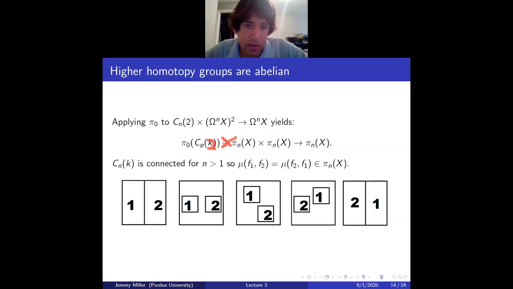So we have these 2 different elements in Cn2, and the claim is that when n is bigger than or equal to 2, they're the same element in pi 0. Or a stronger statement: all these C and Ks are connected once n is bigger than or equal to 2. We only need this in the case that K is 2, but they are all connected once n is bigger than 2.